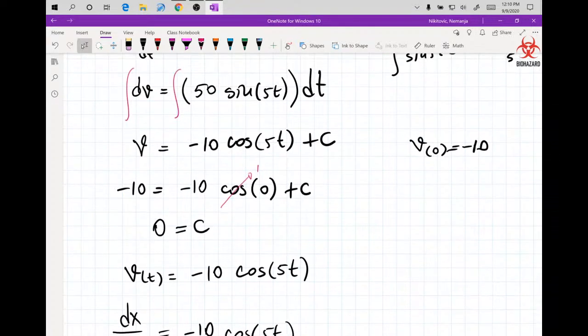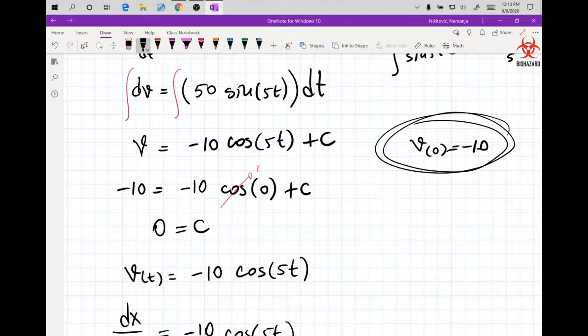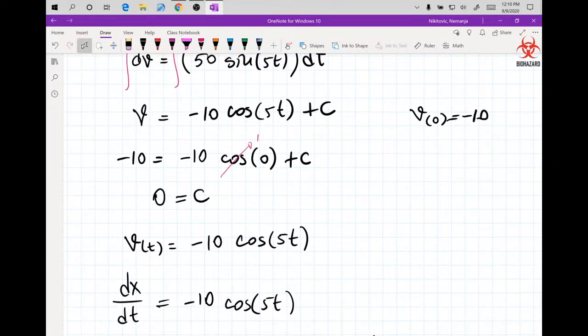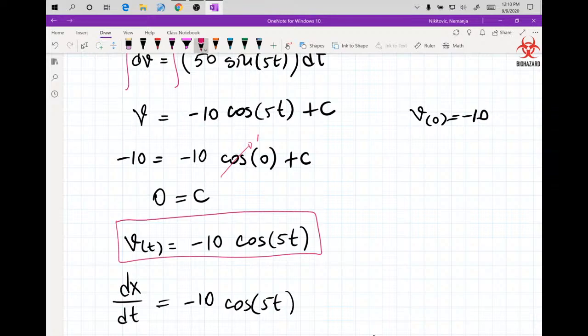So when you integrate, you will get your velocity function. Then you use the point given to compute the value for c. And that value for c in this case would be 0. And you have your velocity function. So I'm going to actually box the velocity function, because that's one of the important equations here.